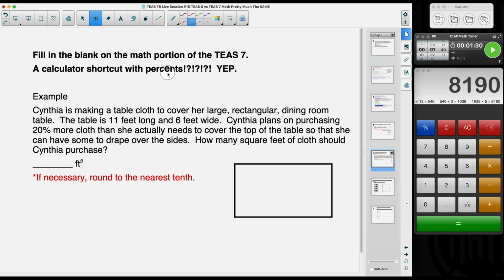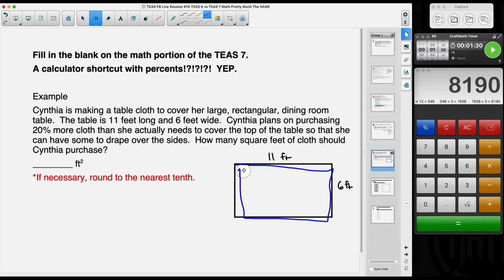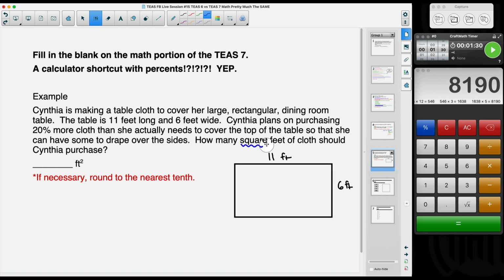Very nice. Y'all, I got a cool calculator shortcut that I can show y'all that works on the TEAS calculator. So this table is 11 feet by 6 feet. And if we're talking about a tablecloth, we are not talking about the perimeter. No, we're not just going around the edge of the table. We are covering the whole table. And also down here, that right there is an indicator. Hey, let's find the area.